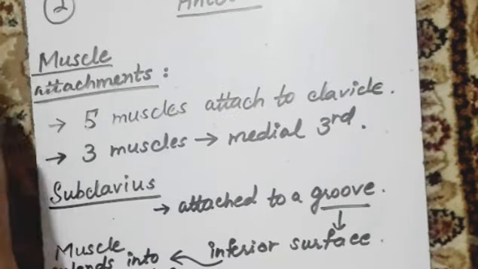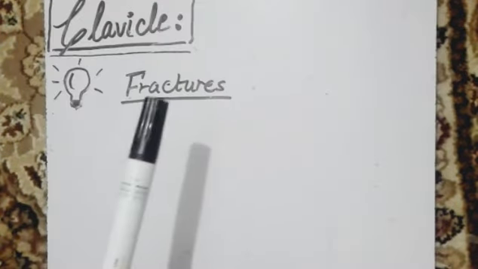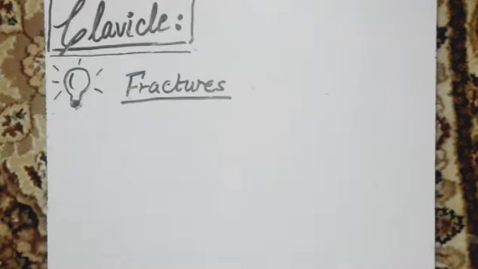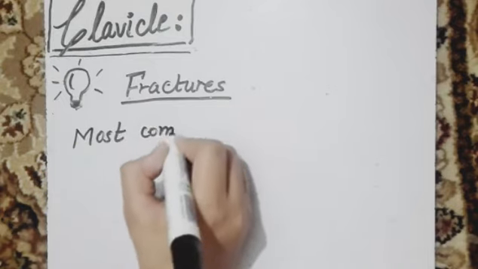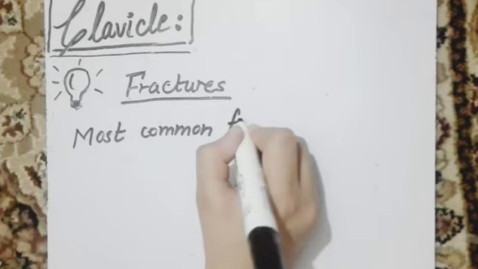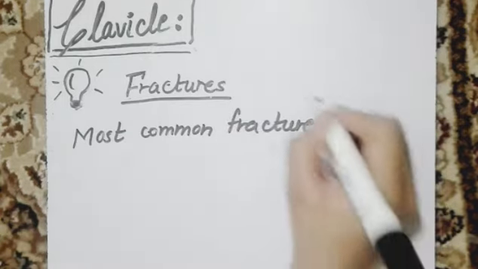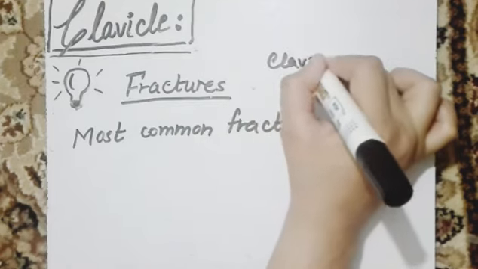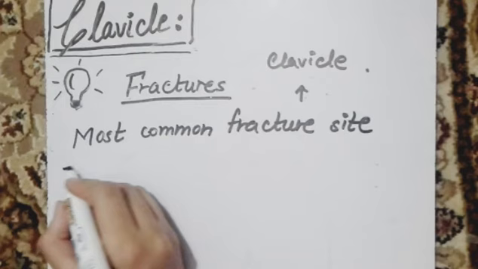We've just completed the clavicle topic, and that's it. Yay! Congratulations, but there's something left to do. It's just a key fact. We'll talk about fractures of the clavicle. These are the most common fracture site. You might have broken one of your clavicle bones when you were a child. It's the most common fracture in children and athletes.